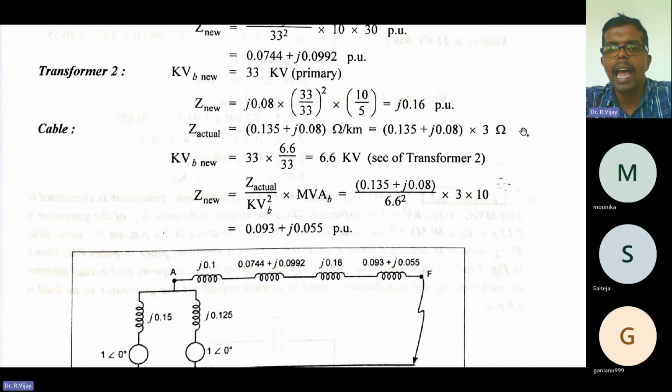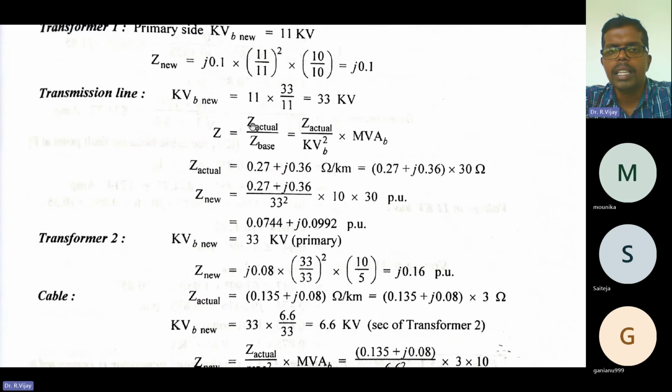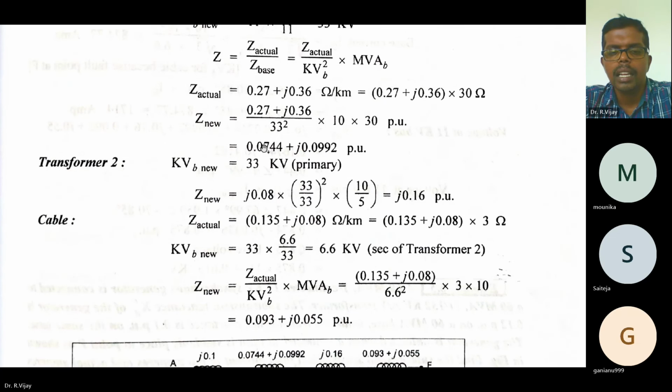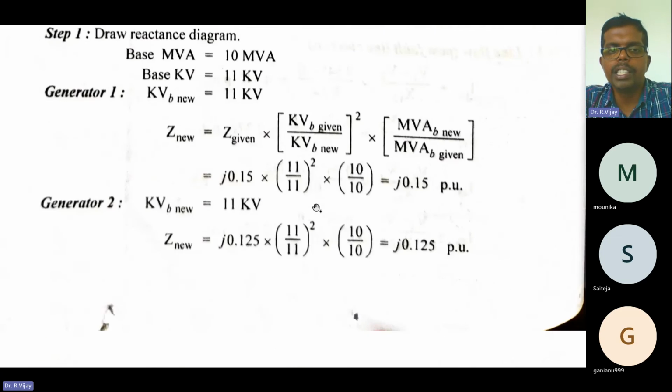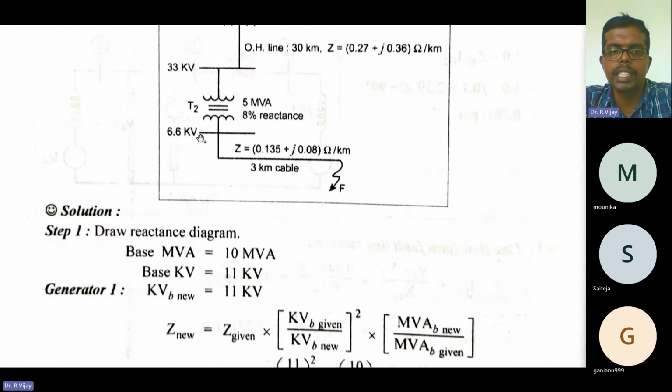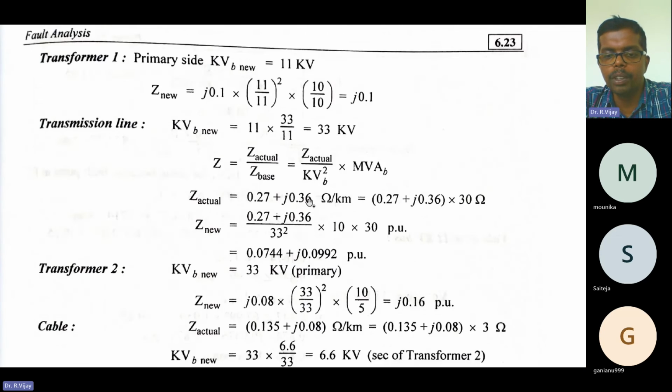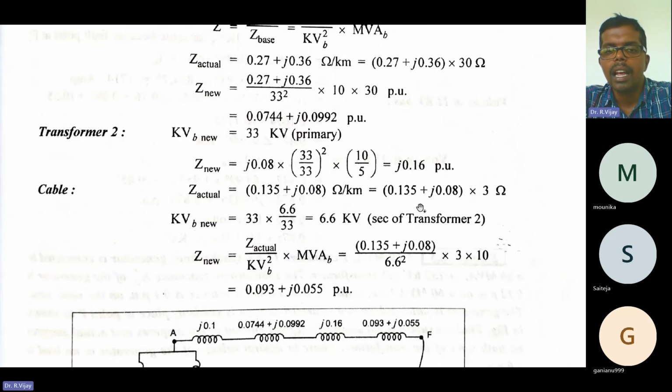That will be the answer for Z actual, or just take it as it is because we are going to solve it here. Next, what is KVB new? KVB new, with the same formula, is equal to 6.6 kilovolt, because this cable is connected to the 6.6 kilovolt side. So KVB new is equal to 6.6 kilovolt.